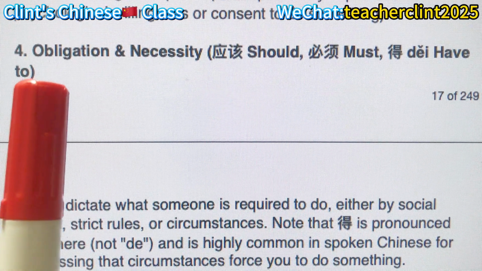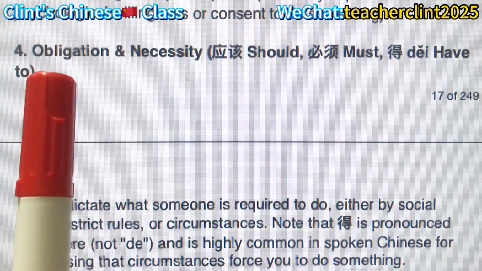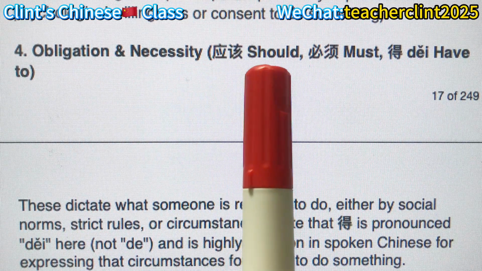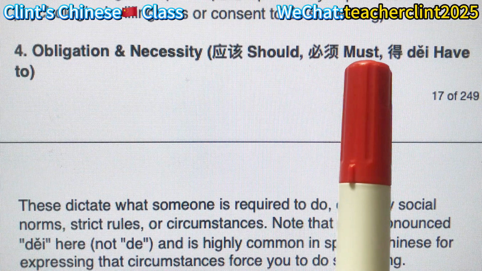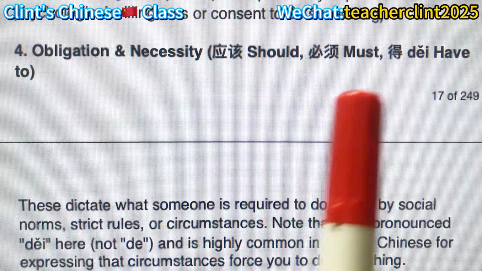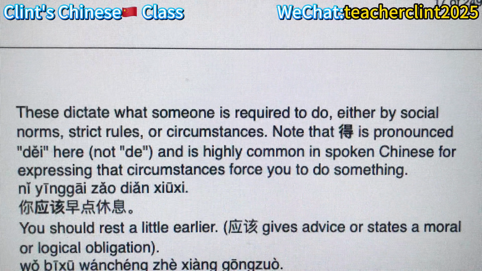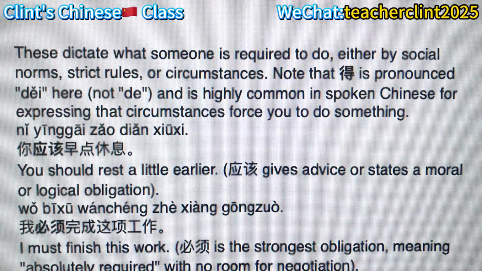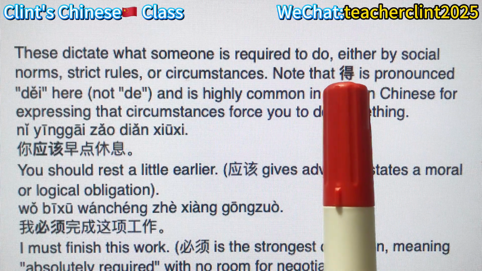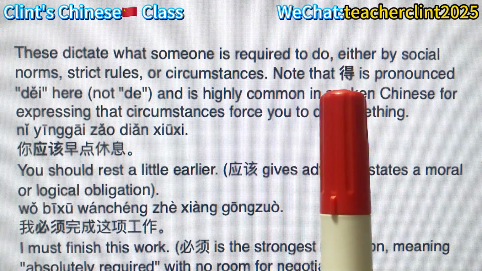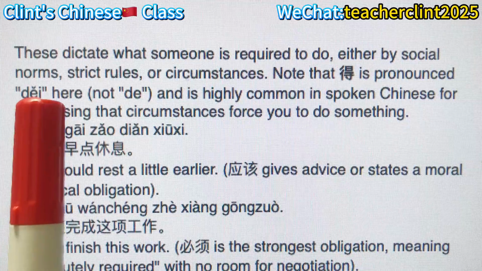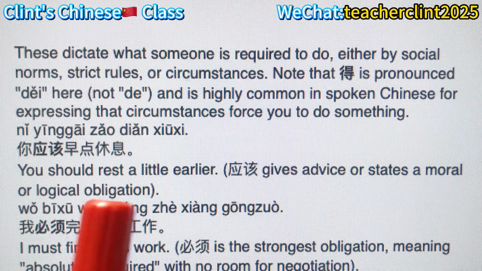The fourth category, when you want to describe obligation or necessity, you can use the modal verbs like 应该, meaning should, 必须 must, 得 have to. These are very similar to the English modal verbs. So remember the 得 here is not pronounced 的. When you use it as the complement for verbs, it's pronounced 的, but here it is pronounced 得, meaning have to do something.